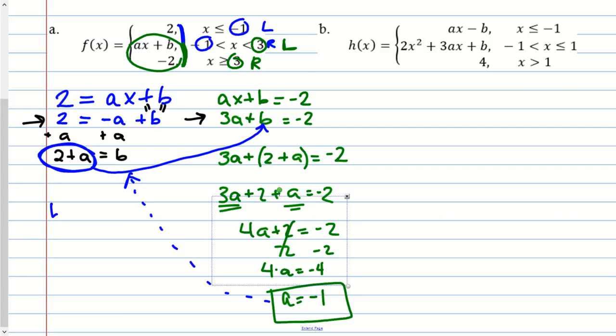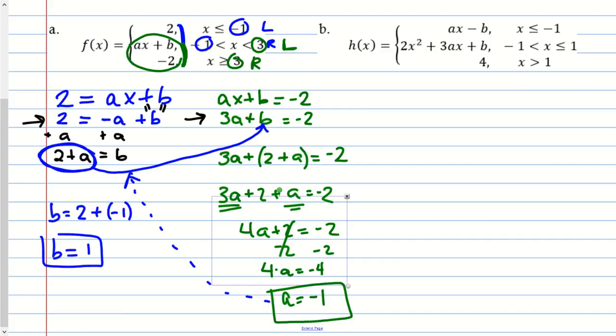B is equal to 2 plus a. See, a I already figured out is negative 1. So b is equal to 1. And there you go. These are the values of these constants that will make this piecewise function continuous.